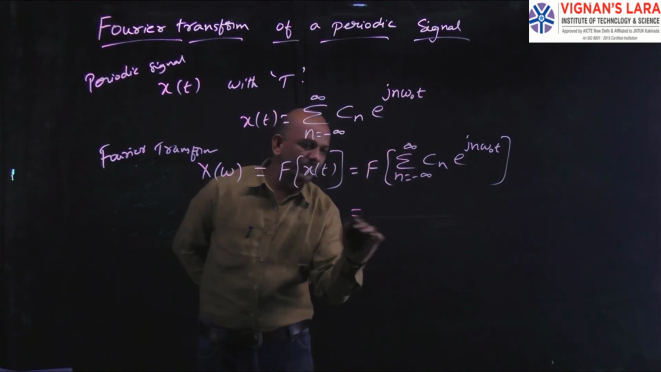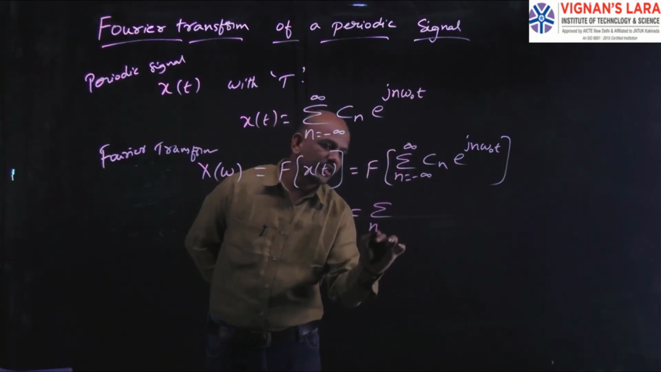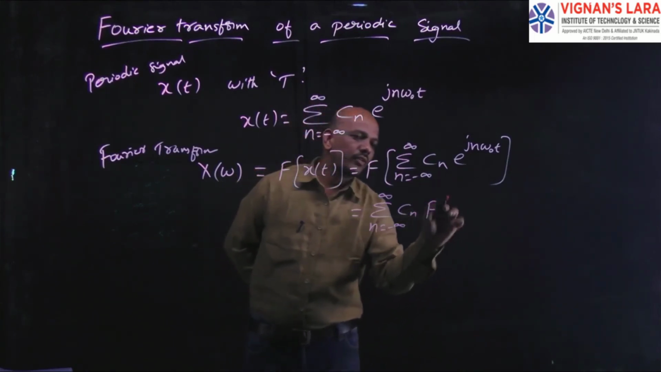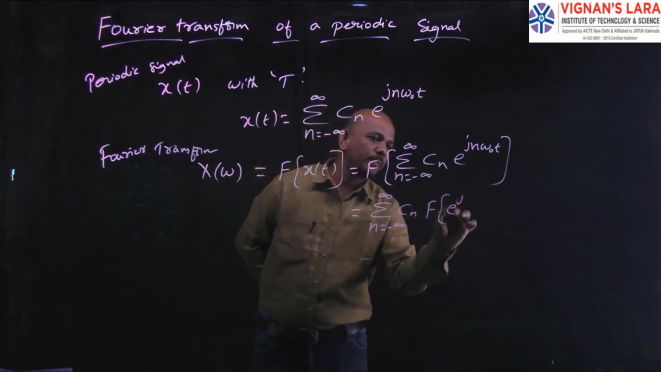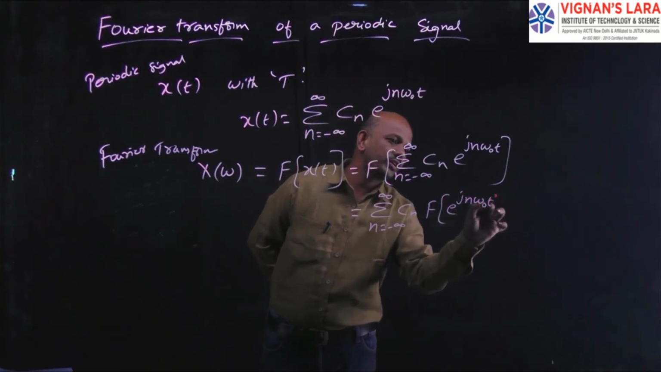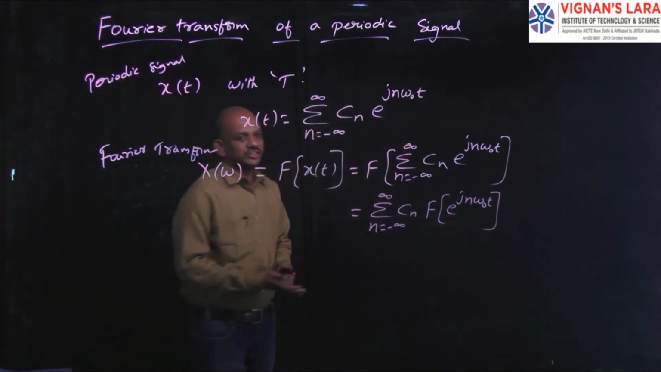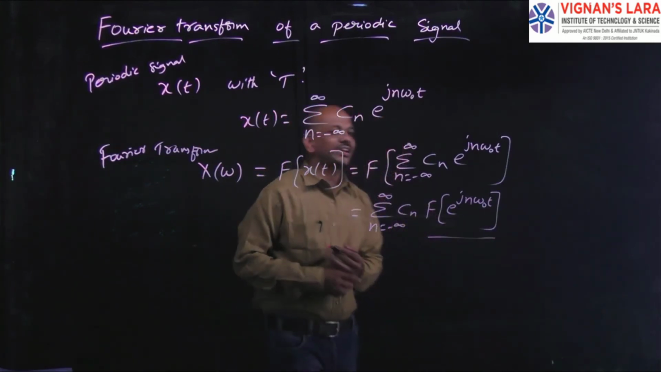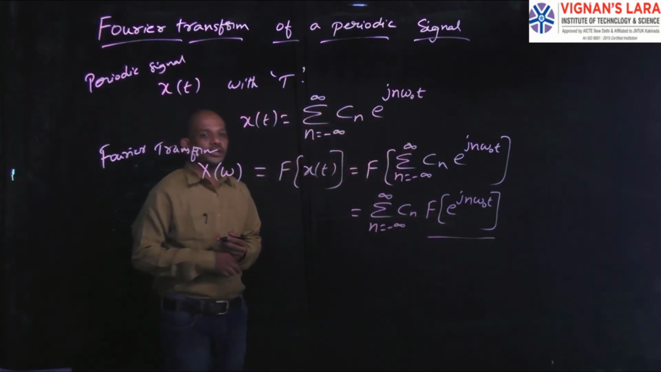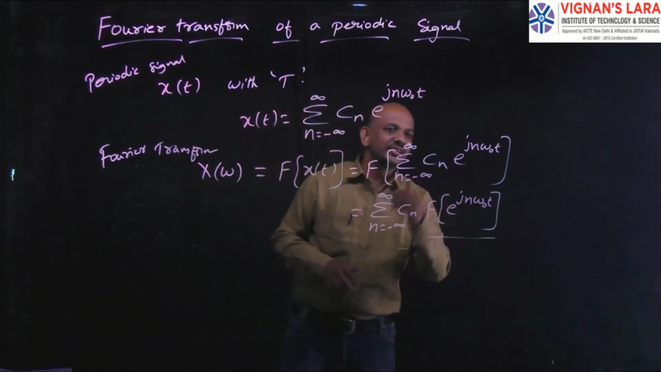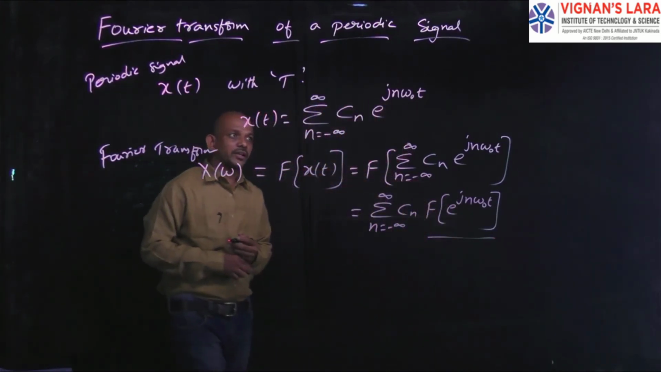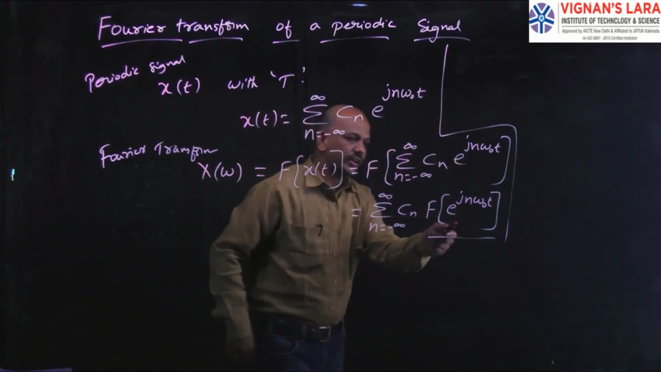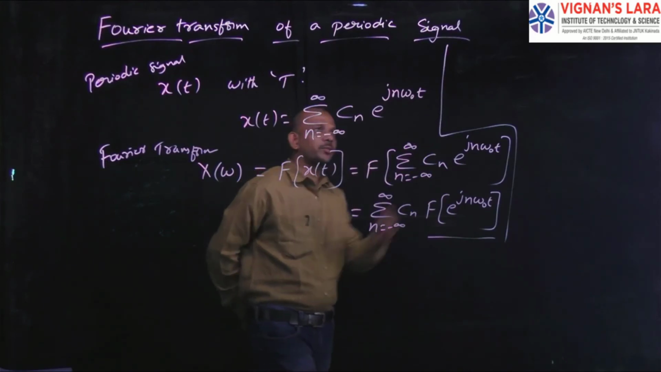So I can bring them outside: summation n equal to minus infinity to infinity Cn times the Fourier transform of e power j n omega naught t. Cn is a constant, so no need to transform it. Now I need the value of this one. What is the Fourier transform of e power j n omega naught t? I will calculate this by using the frequency shifting property.